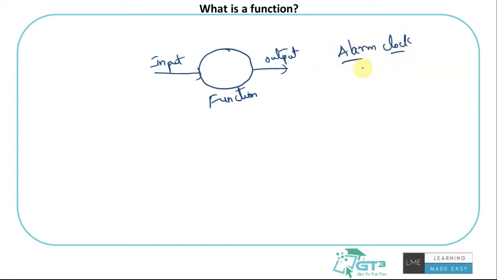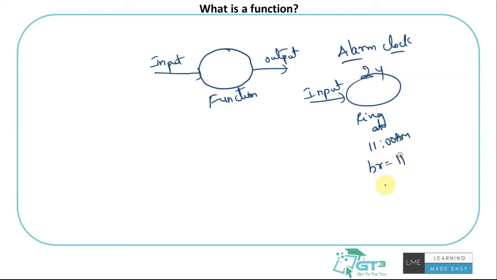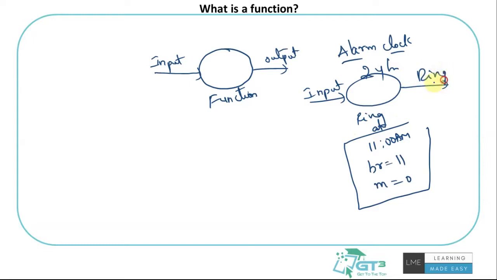It does work on the basic principle of function, obviously. What is the input that it takes? Let's say I set the alarm to ring at 11 a.m. Let's say it's a 24-hour clock, so 11 p.m. would be 23:00. When the input of hours is 11 and minutes is 0, then you ring. That's what the algorithm would look like, and that will be my output. Otherwise, stay silent. It has two choices.